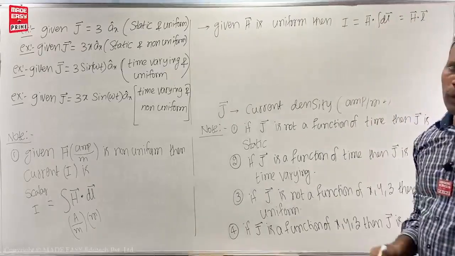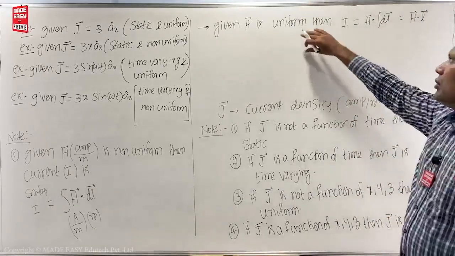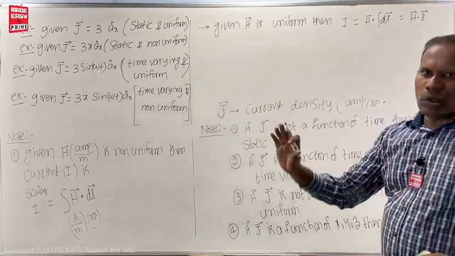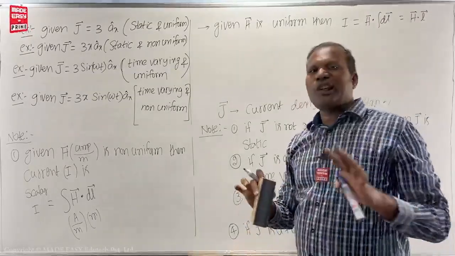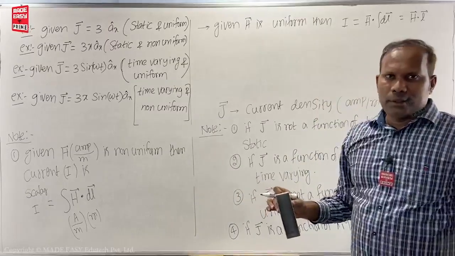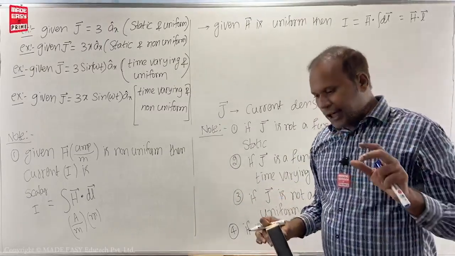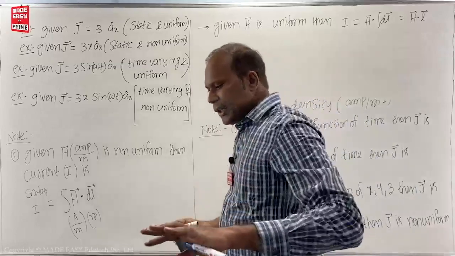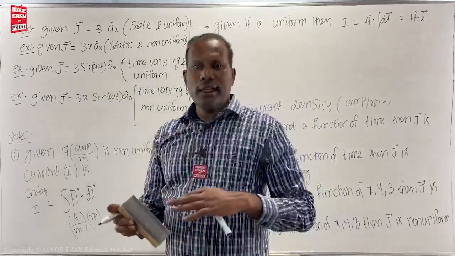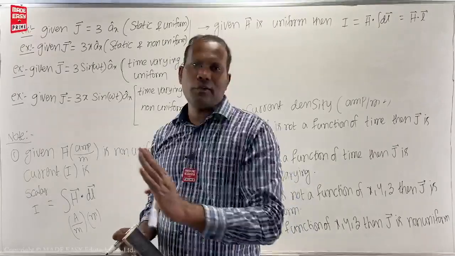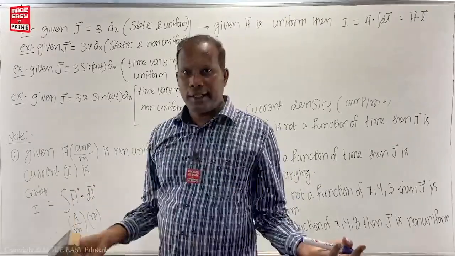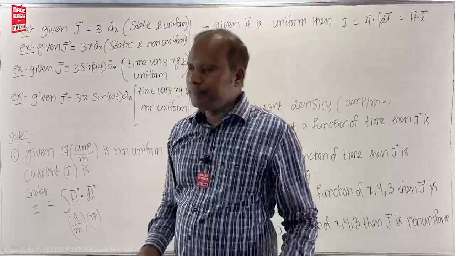Here what is the important point? If it is uniform, then this h bar comes out of the integral. That is important. So in the total subject, integral is there, and inside that integral, any physical quantity like E bar, H bar, J bar, if they are uniform, they will come out of the integral. No need to do the integral, no need to waste the time.